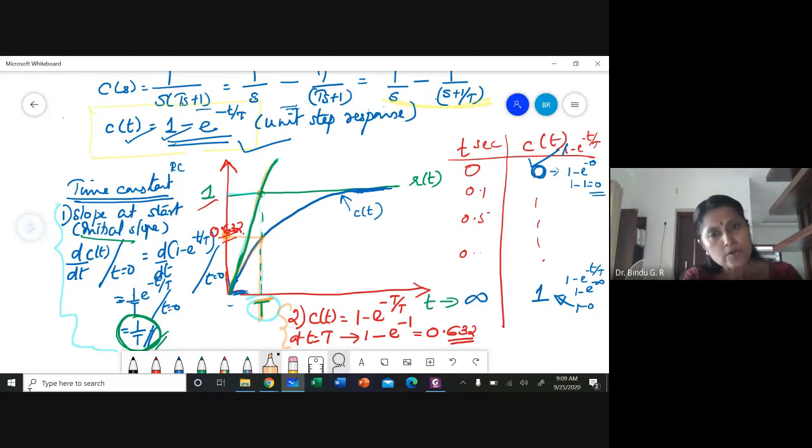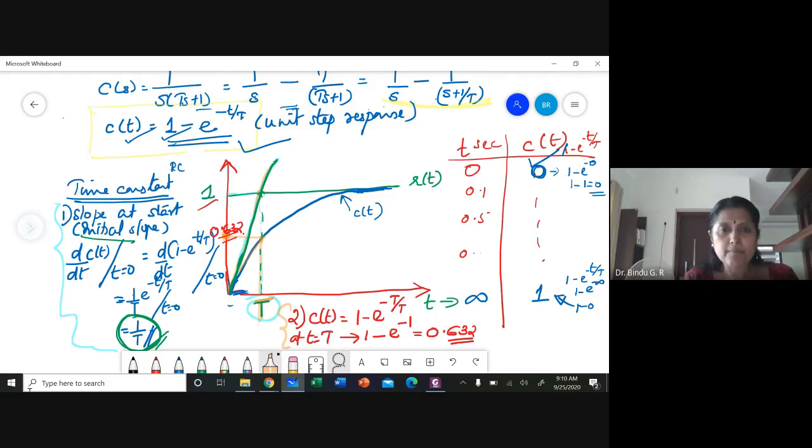Hence, time constant can also be defined as the time taken by the system to reach 63.2% of the final value.